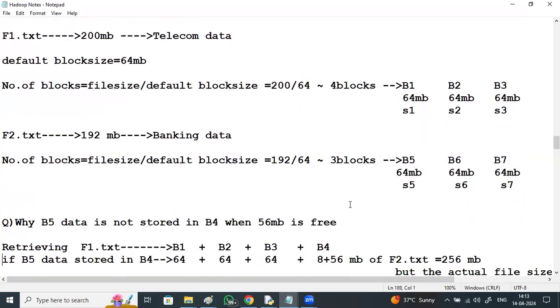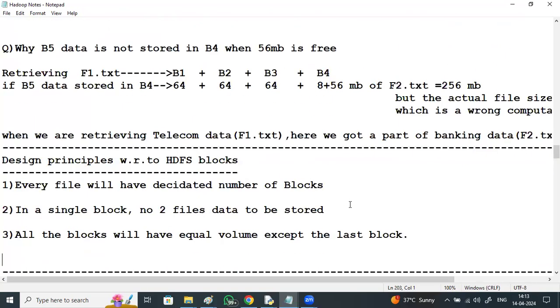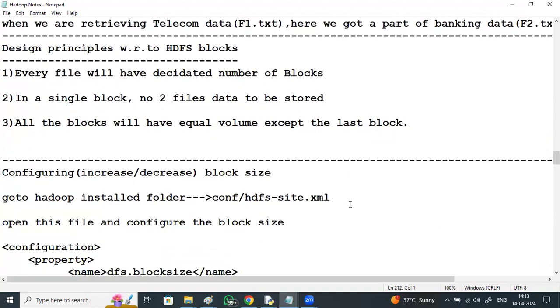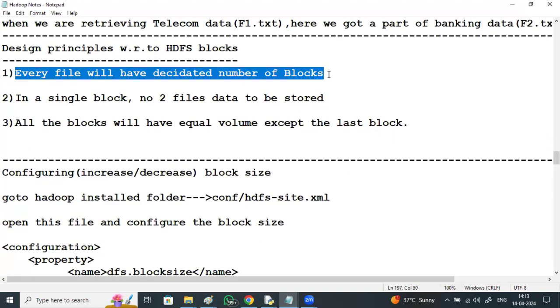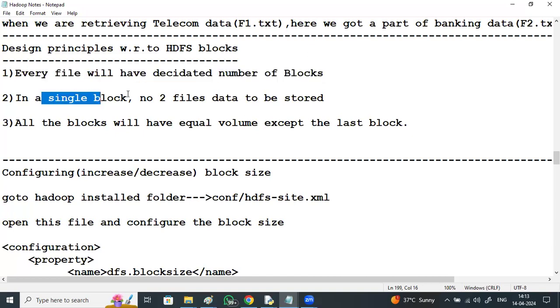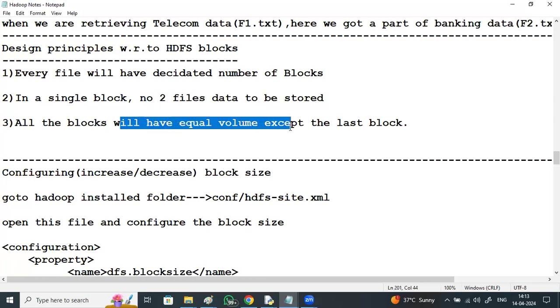So, design principles with respect to HDFS blocks. Every file will have a dedicated number of blocks. Every file will have its own blocks. In a single block, no two files' data are to be stored. All the blocks will have equal volume except the last block.